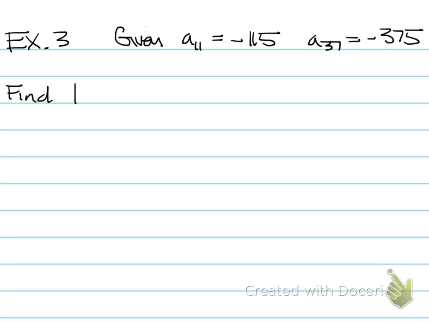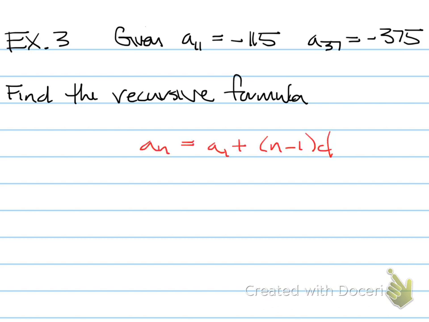All right, so given 2 terms in a sequence, you should be able to find the recursive formula. The way that you do that is you use that same formula, and then we're going to just create a system of equations. So we're going to create an expression for the 11th term and for the 37th term.